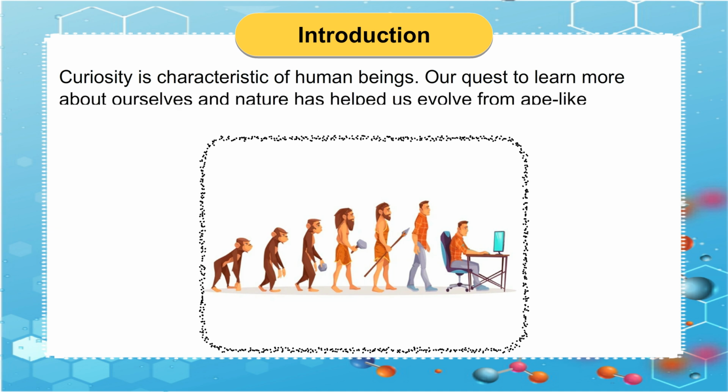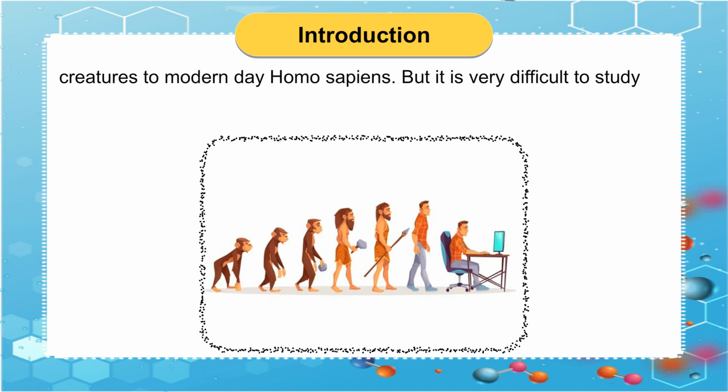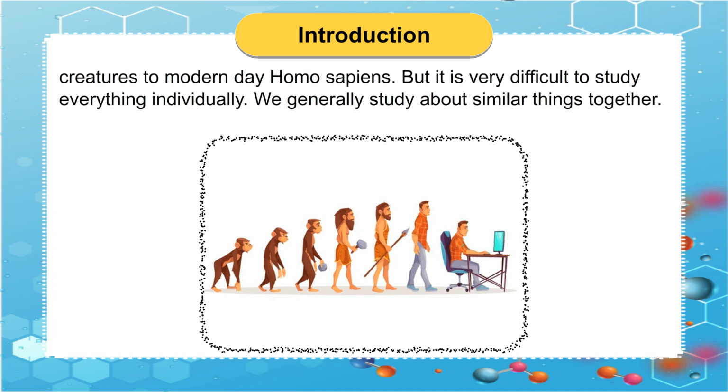Our quest to learn more about ourselves and nature has helped us evolve from ape-like creatures to modern-day Homo sapiens. But it is very difficult to study everything individually. We generally study similar things together. In other words, we make groups of things.